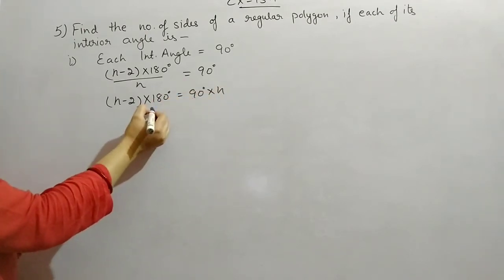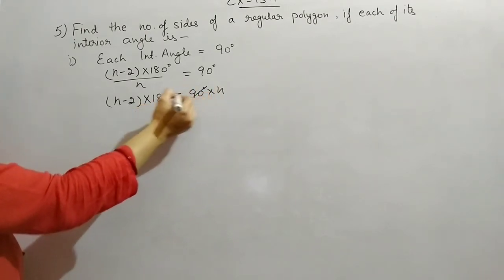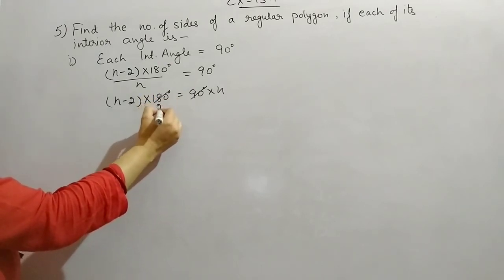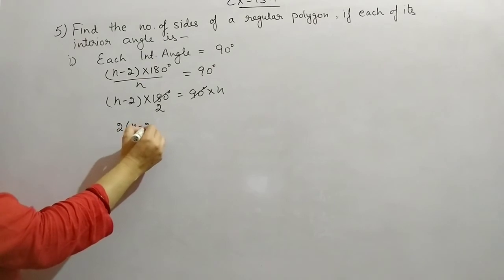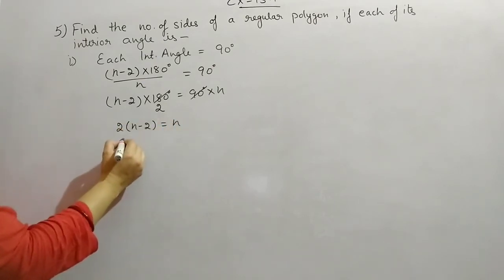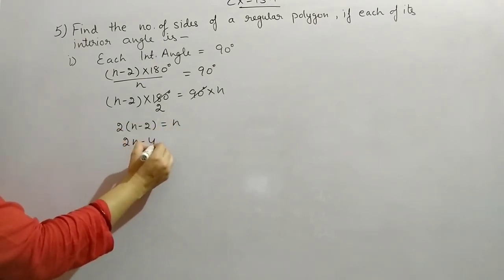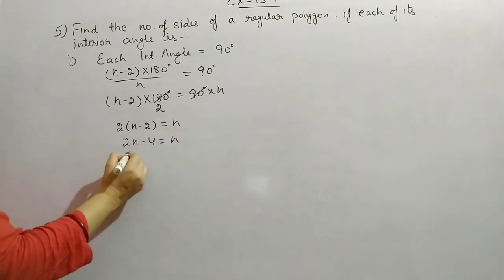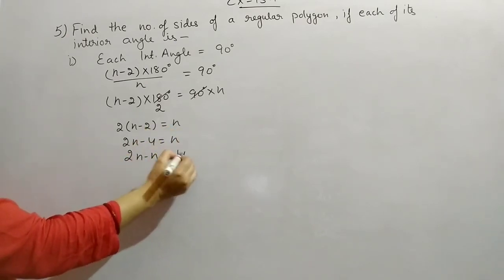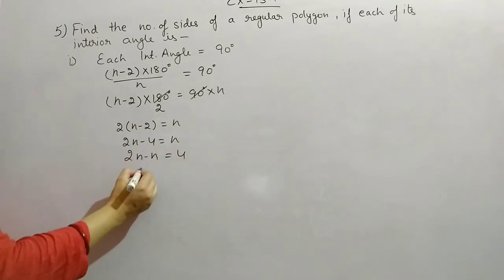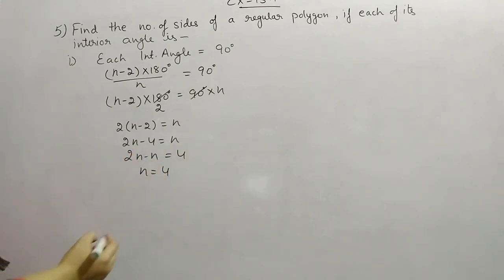If we shift this 90 here, it will come for division. So from this 90, this 180 we can cancel, 2 times it will cancel out. So we have 2 into n minus 2 equal to n, which we can write as 2n minus 4 equal to n. Shift n here, it will come for subtraction, and 4 to the other side it will go for addition. So n is equal to 4. So the number of sides here is 4.